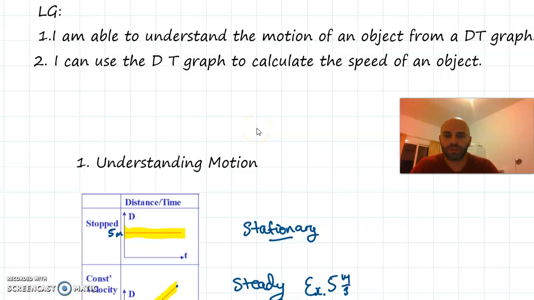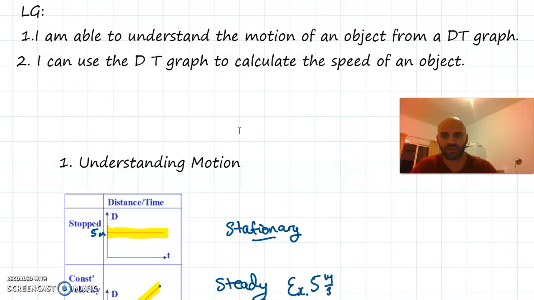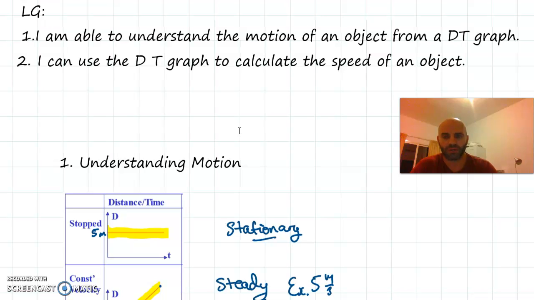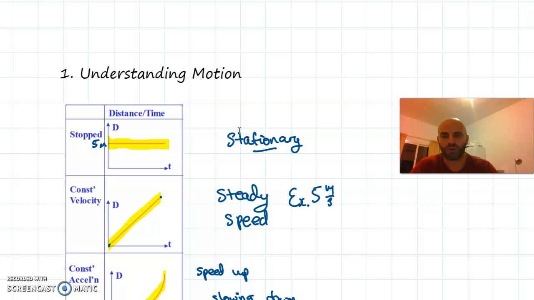Okay, what we want to be able to do in this short video is, number one, understand the motion of an object from a distance time graph. DT graph is distance time graph. That's the first thing. The second thing is we want to be able to use the distance time graph to calculate the speed of an object. Okay. So the first thing is to understand the motion.